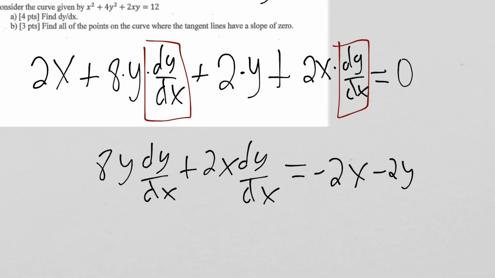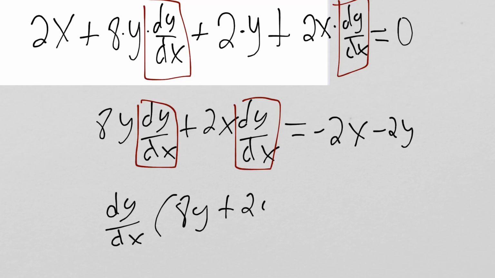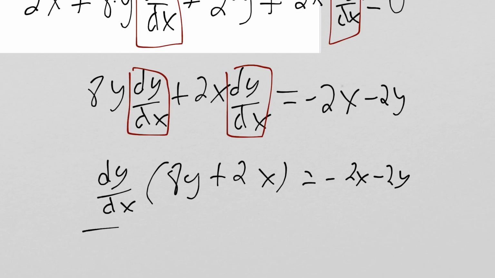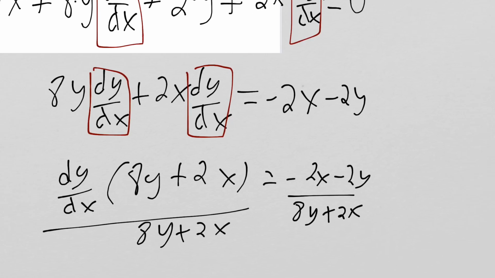And now we need to isolate dy dx, but both of these pieces have one, so we can factor it out. We can say dy dx times 8y plus 2x equals negative 2x minus 2y. And then now we can just divide that whole 8y plus 2x over to the other side to isolate dy dx. So then we get that dy dx is just equal to negative 2x minus 2y over 8y plus 2x.